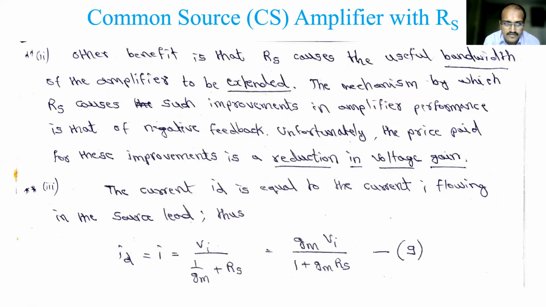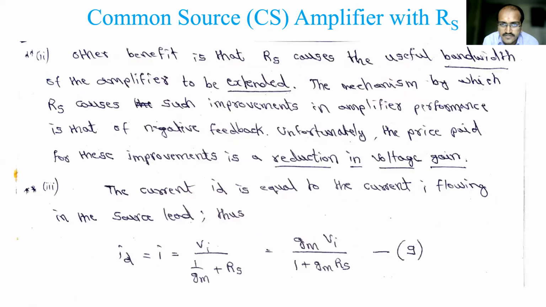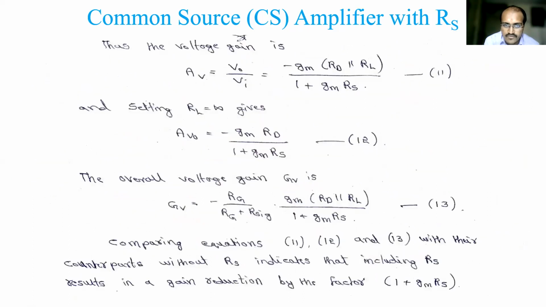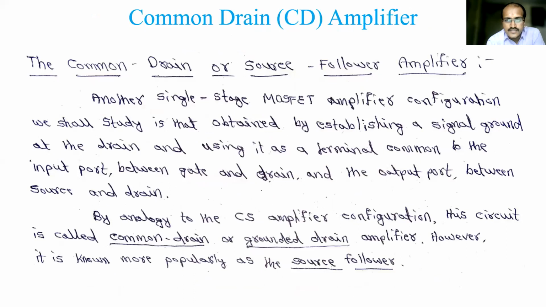Three benefits we have considered. One is RS controls the magnitude of the signal VGS. Second, bandwidth will be extended at the reduction in voltage gain. And third, the drain current will reduce by a factor 1 plus GM RS. From this only we derived AV, AVO and GV, the voltage gain, open circuit voltage gain and overall voltage gain. And it is called the source degeneration resistance.